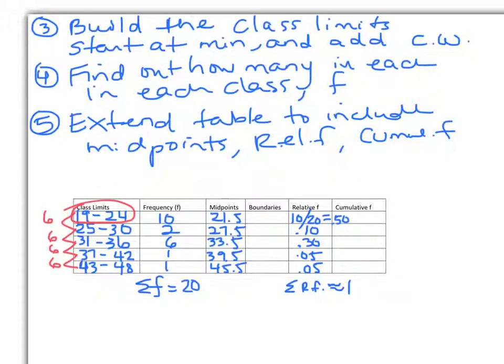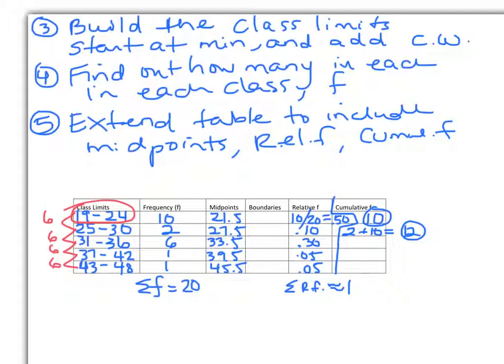Okay, and then the cumulative frequency is the sum of that class and any classes above. So the frequency of the first class is 10, and there's no classes above it, so my total frequency is still 10. But then my next class has a frequency of 2, but I'm going to add the 10 that was before it. So my cumulative frequency for the second class is 12. These are the actual cumulative frequencies. So then so on and so on.